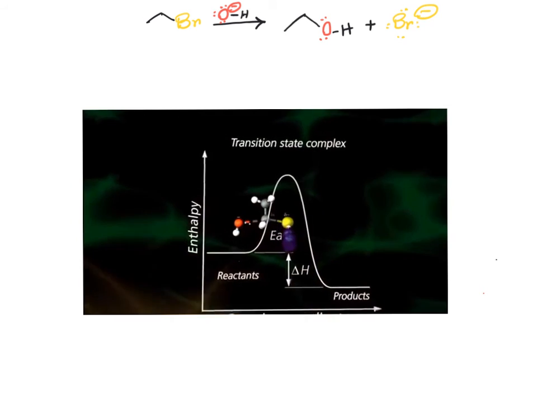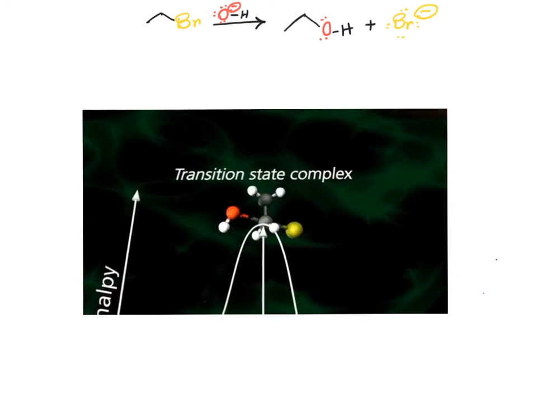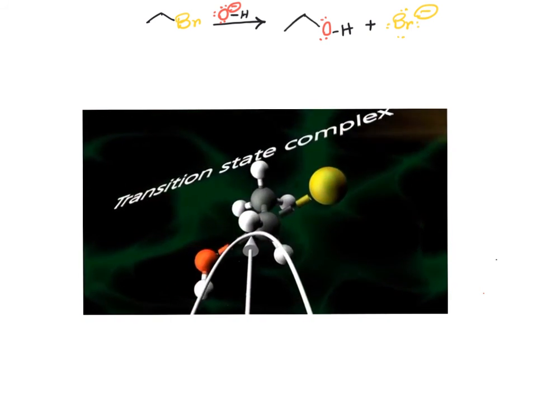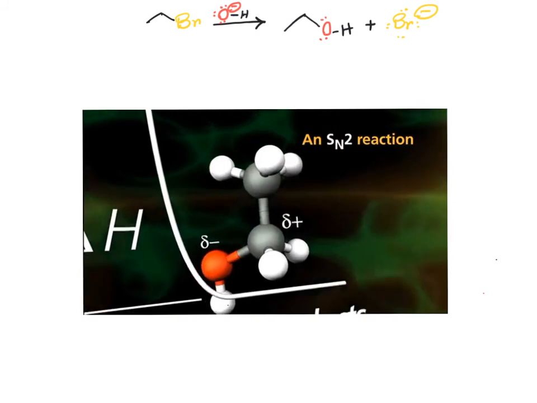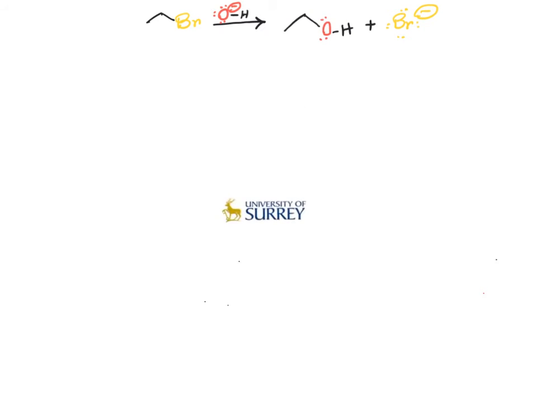So here you can see the SN2 reaction again. Pentavalent carbon forms a transition state, very unstable, and then the leaving group completely leaves, and the final product forms.